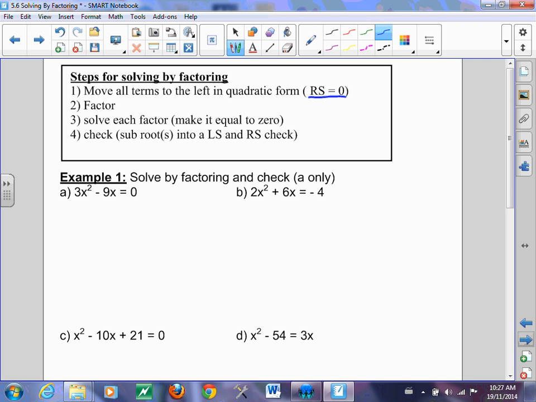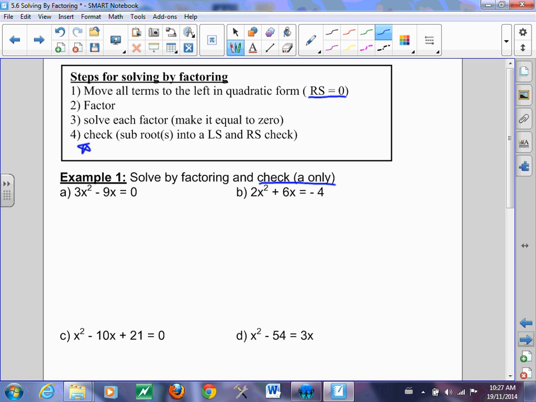Then we factor. Then we set each factor equal to 0. And if we need to check it, you sub the roots or your solutions into both the left side and right side. Check. And if there's 2 roots, you have to do 2 solutions, or 2 checks, I should say. All right, example 1, solve by factoring and check A and B only, or A only.